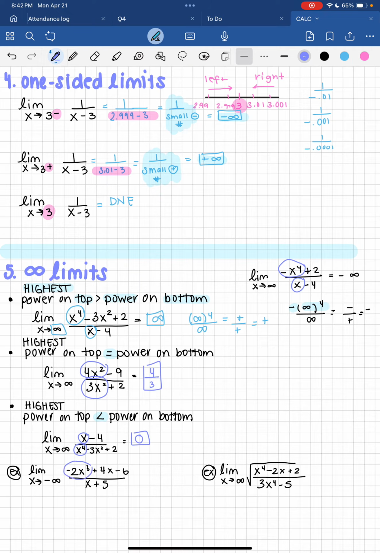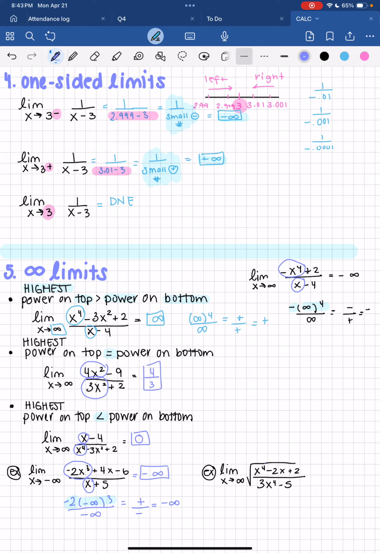So the highest power on top is here, and the highest power down here is here. Let's do my analysis. You're going to have negative 2 times negative infinity cubed over negative infinity. So reason this out with me. A negative cubed is still a negative number, times a negative number means the numerator is going to be positive. The denominator is negative because it's negative infinity. A positive divided by a negative is negative, so this is going to go to negative infinity.